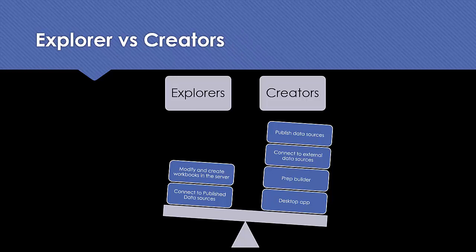Now, explorers, on the other hand, they don't get the desktop application nor the data prep tool. They can, however, connect the data sources published by the creators in the server, modify existing workbooks, or create new ones in the server app. They can modify permissions of the published workbooks, and they can download the complete underlying data from the workbooks, not only the summarized data. So bottom line, explorers can also do many nice things, but they have to do it in the server app, and they depend on the creators for the data.